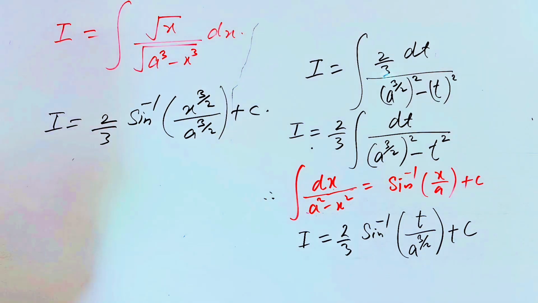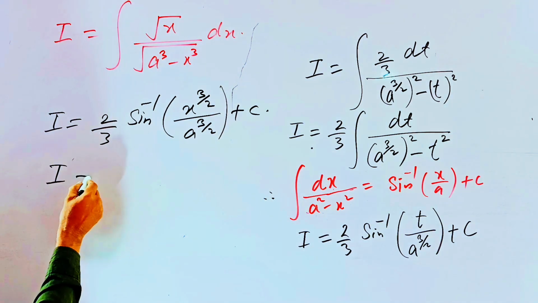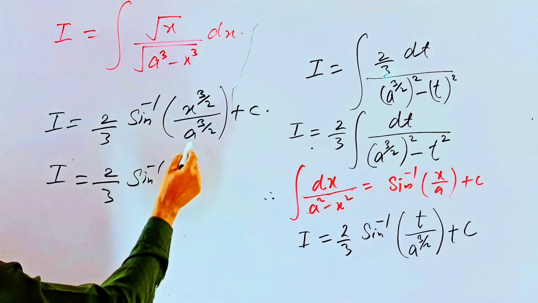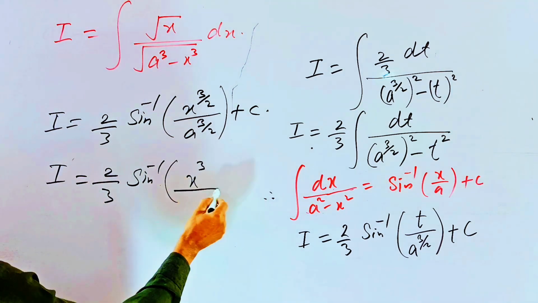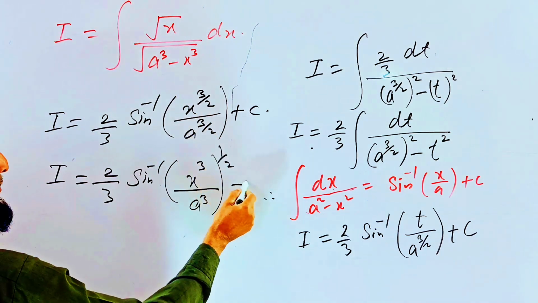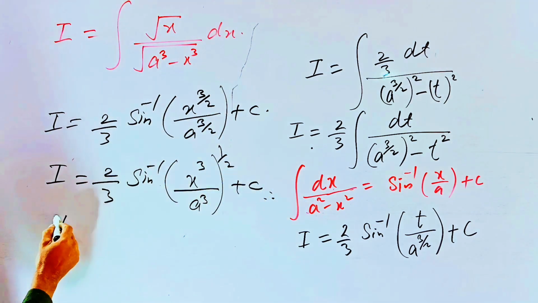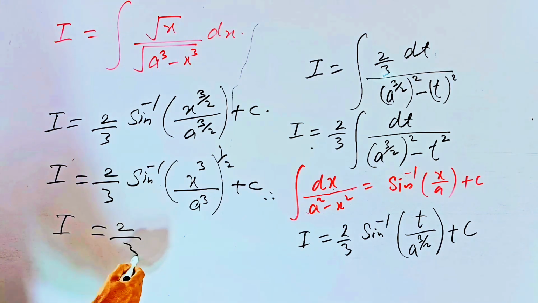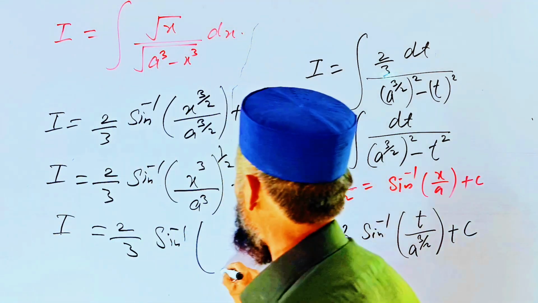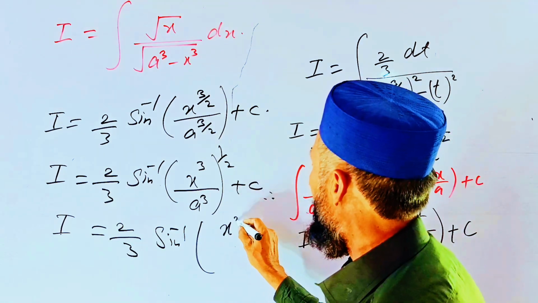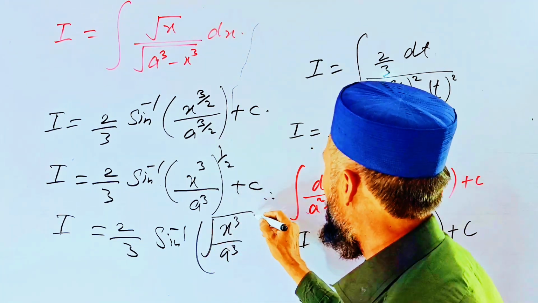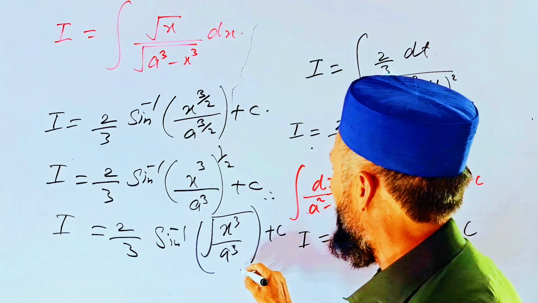Now further we can write this term: I is equal to 2/3 sine inverse, and here x by a whole to the power 3/2, with 1/2 common in both, plus c. Further, I is equal to 2/3 sine inverse of x by a cube square root form, plus c, is the answer of this question.